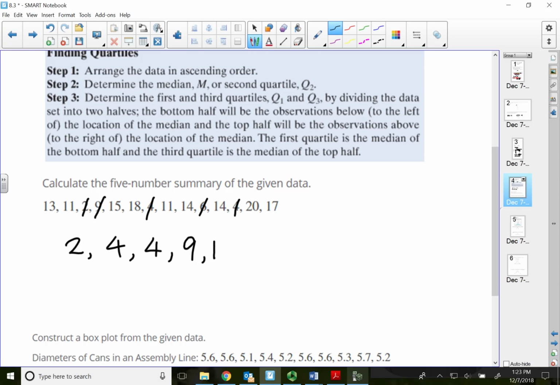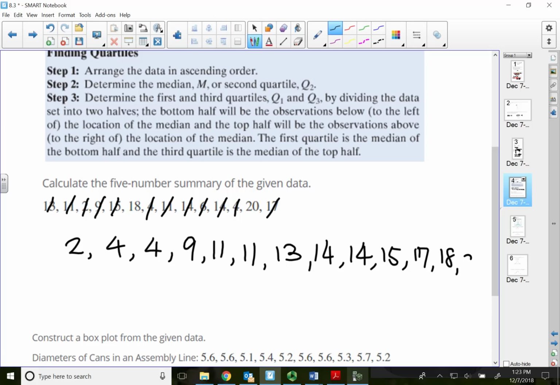11, 12, 13, 14 twice, 15, 17, 18, 20. All right, so the 2 is your minimum.